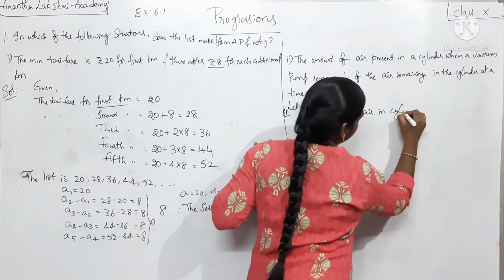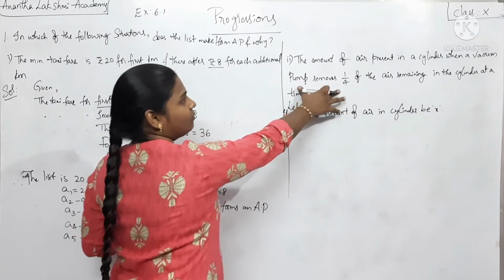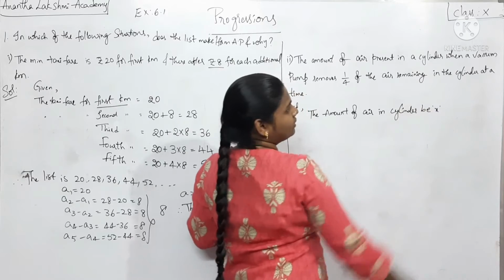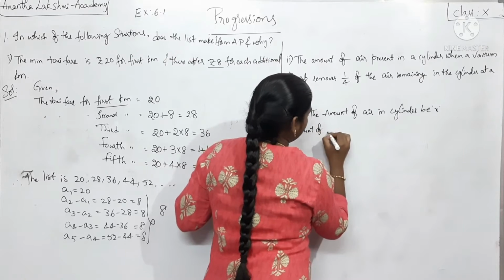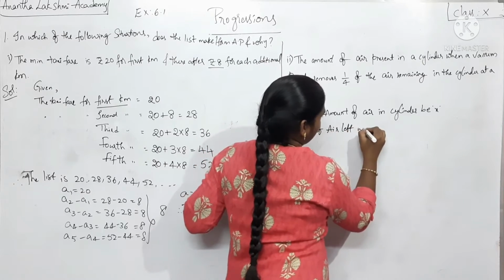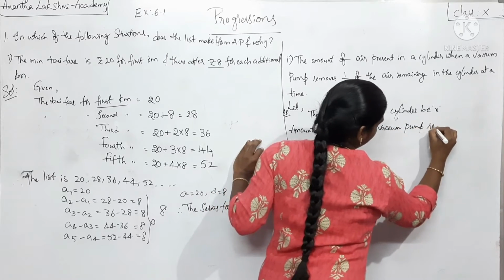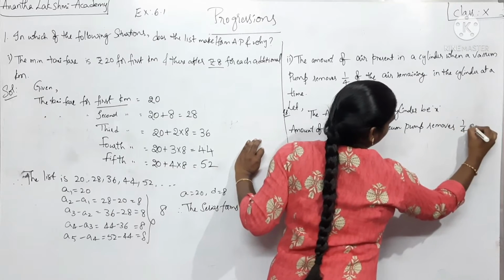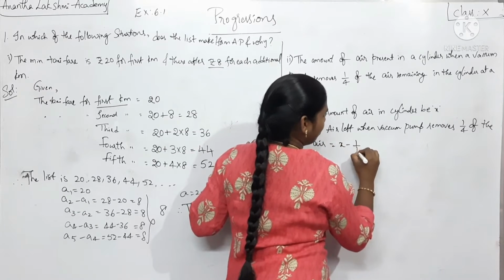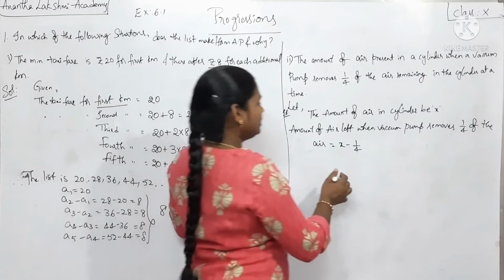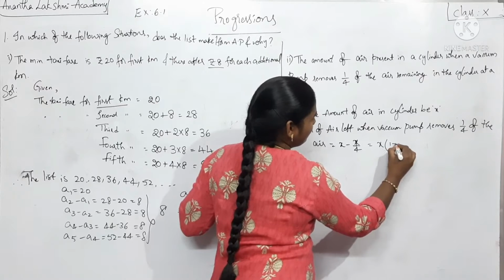in the cylinder be X. Now, the vacuum pump removes 1/4 of the air. So the amount of air left when the vacuum pump removes 1/4 of the air is nothing but X minus 1 by 4. Sorry, X minus X by 4, which is nothing but X times 1 minus 1 by 4.